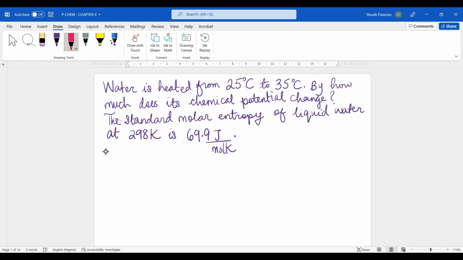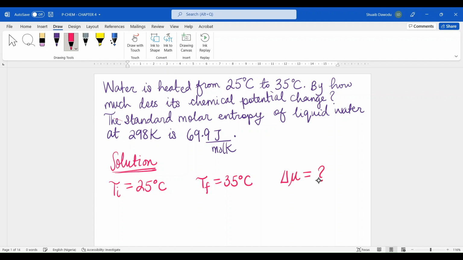So the question is telling us that we have water heated from 25 degrees to 35 degrees. The first thing you do in any physical chemistry or science based question is write out the parameters. We know the initial temperature to be 25 degrees Celsius, and the final temperature to be 35 degrees Celsius. Then we're asked by how much its chemical potential changes. So basically, they're asking us for the change in chemical potential. This is what they're actually asking us to solve.